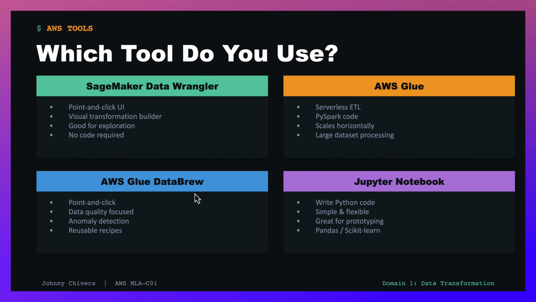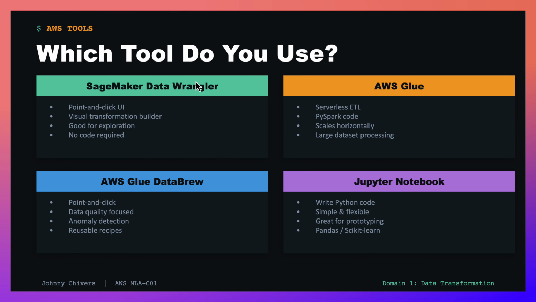AWS Glue DataBrew. This is a point and click data quality tool and helps you build ETL and anomaly detection pipelines outside of Glue. It uses reusable recipes. So this is more about point and click in Glue. This is about building reusable ETL pipelines. And then your Jupyter Notebook, which we've been running inside SageMaker, is where you want to write Python code. It is simple and flexible, great for prototyping, pandas, and scikit-learn. Again, you just need to know this information for the exam.